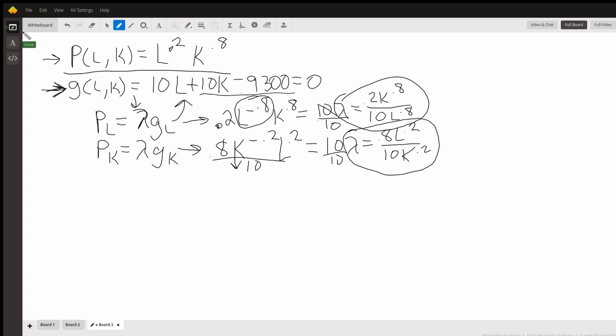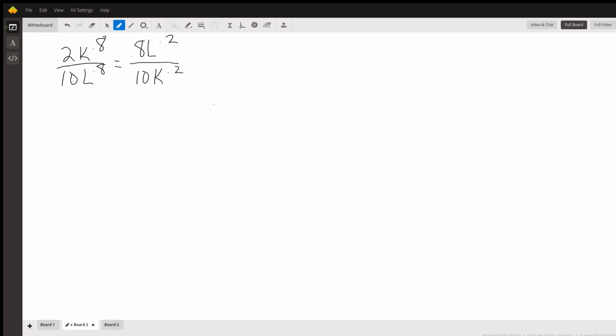And now since both of those equal the same thing, you can set them equal to each other, and you can now cross multiply. 0.2 times 10 is 2. K to the 0.8 times K to the 0.2 is K, equals 10 times 0.8 is 8. L to the 0.8 times L to the 0.2 is just L. So 2K equals 8L. We'll solve for K. 8 divided by 2 is 4.